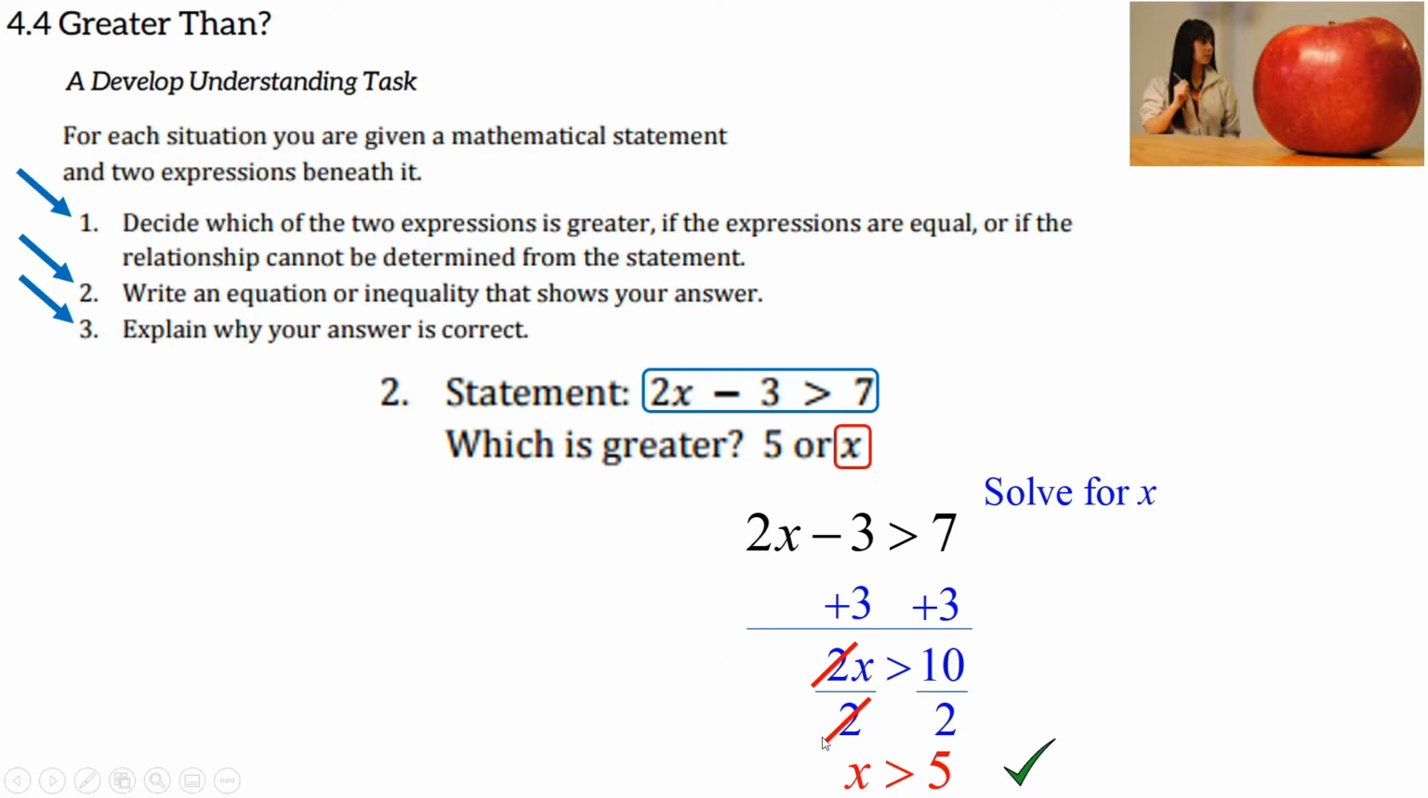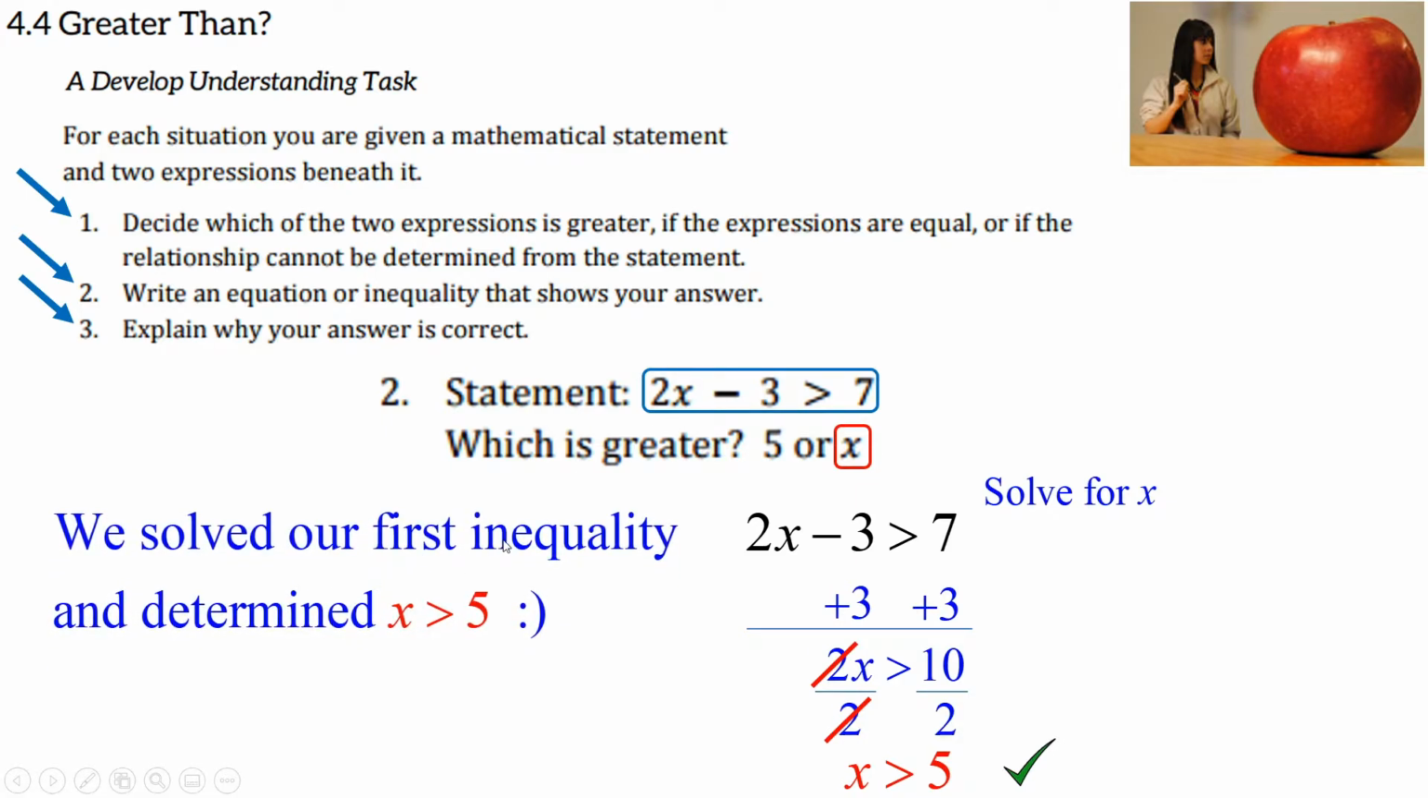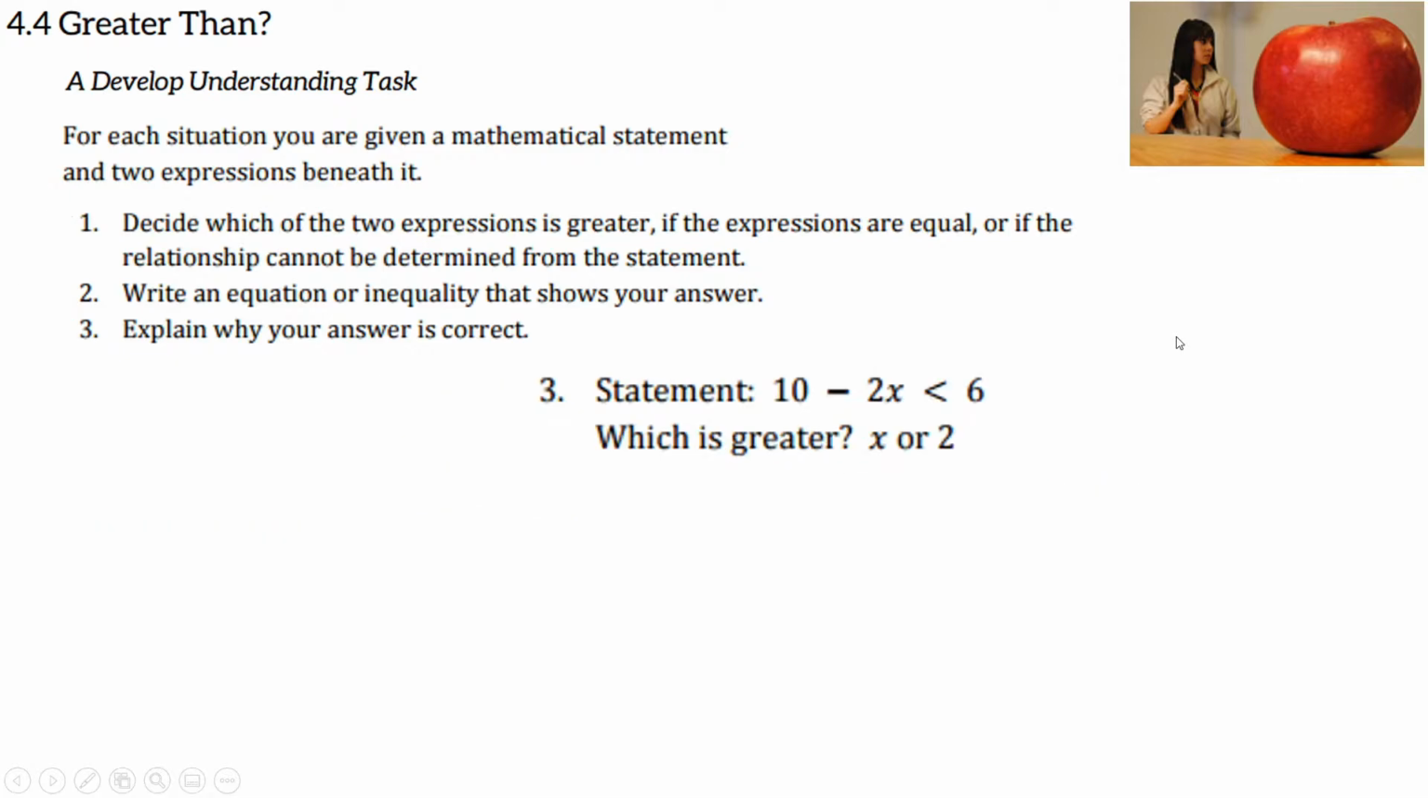Now explain why your answer is correct. So how do we know we're correct? Well, we took the given statement, which was an inequality, and we solved for x. So we solved our first inequality and determined x is greater than 5. Smiley face. Right on.